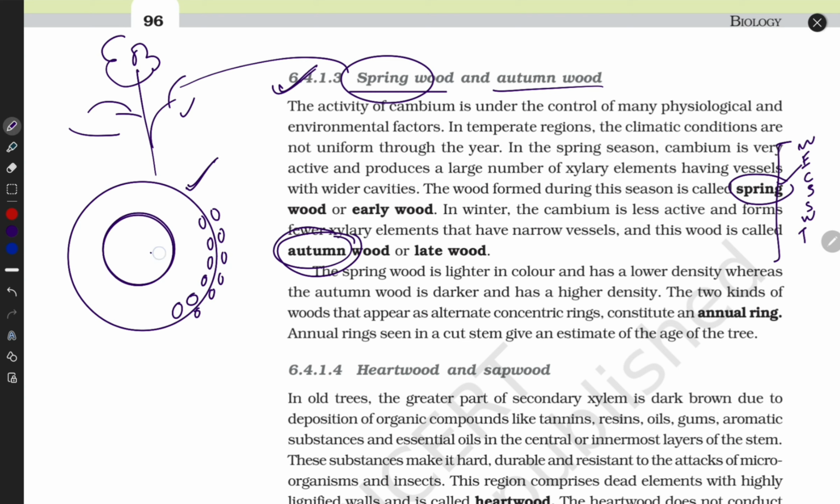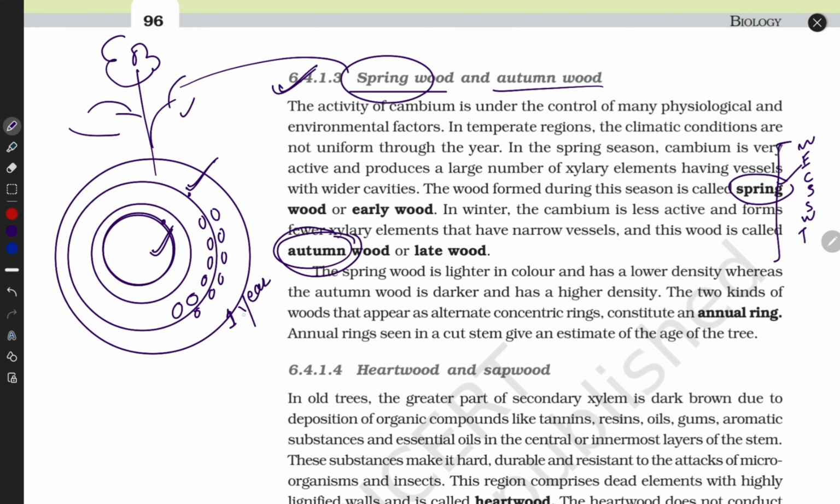This ring forms in spring, this ring forms in autumn. Two rings mean the plant's age is 1 year. If I tell you there are 4 rings, then what do you calculate? The plant is 2 years old. We estimate this when we cut the stem, though this is not a very good method.